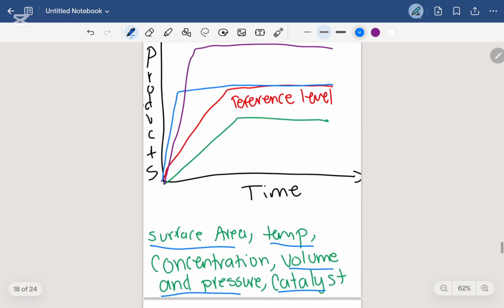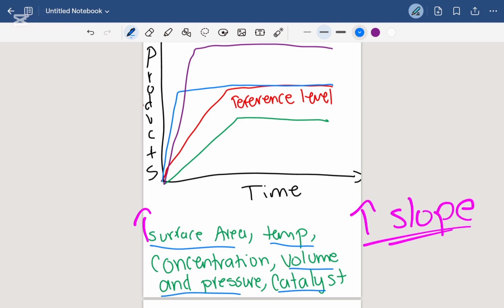So let us say, for example, we increase the surface area, okay? An increase in the surface area will increase the slope, and only the slope. So if we go back here, which one only affected the slope? The blue. So here we say increase in surface area. The temperature: if we increase the temperature, then the reaction rate will increase, but it will only affect the slope. So which one affected only the slope? It's the blue one, so it's also an increase in temperature.